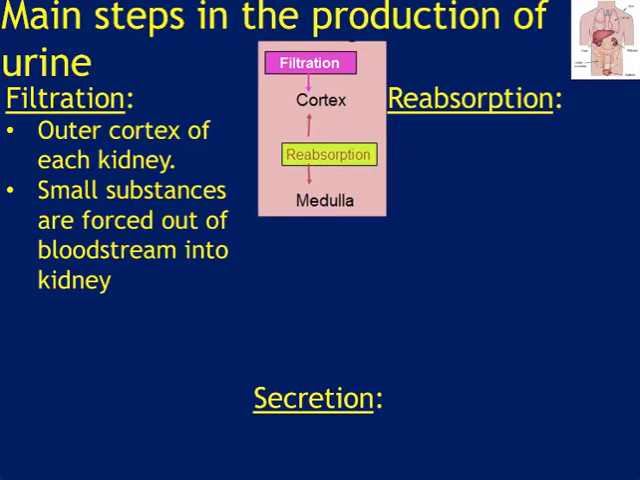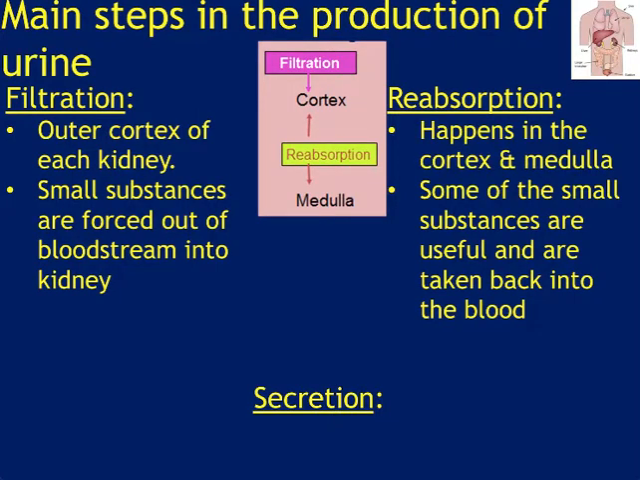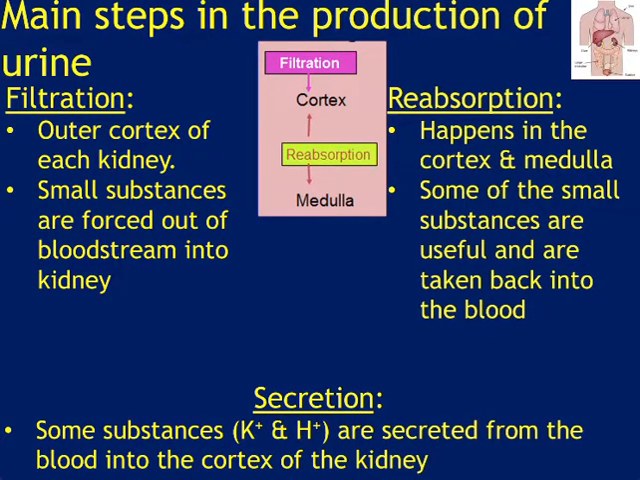So reabsorption then is when you take back the useful substances. So they're reabsorbed back into your blood. You're not going to be removing them. And reabsorption happens in the cortex and in the medulla. And the last bit is secretion. So we've said up here, if you already have this in your diagram for your kidney, secretion happens in your cortex, and it's potassium ions and hydrogen ions that are secreted from the blood into the cortex of your kidney.